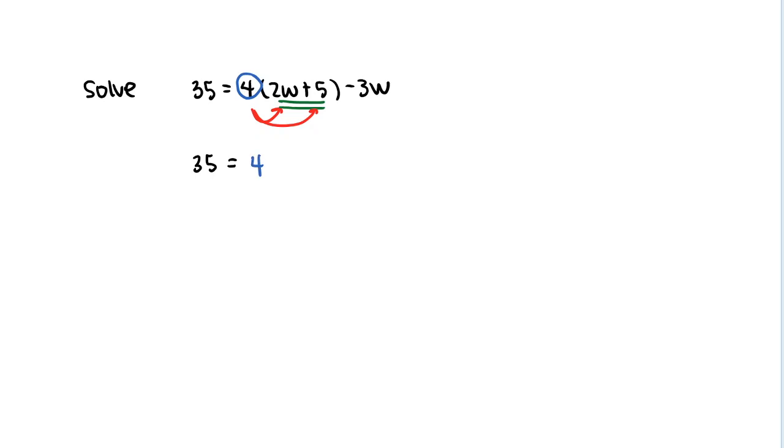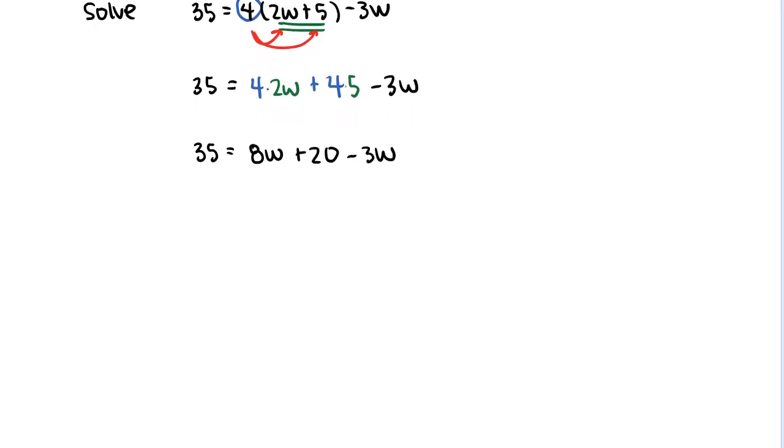And so we get 4 times 2w plus 4 times 5. And we still have that minus 3w. And we can write this as 8w plus 20 minus 3w as the expression on the right, and then we still have this 35 on the left. And then we can simplify this even further by combining the like terms in the expression on the right. So here this 8w and this minus 3w, these are like terms, and so we can actually add them together and get a simpler equivalent expression.